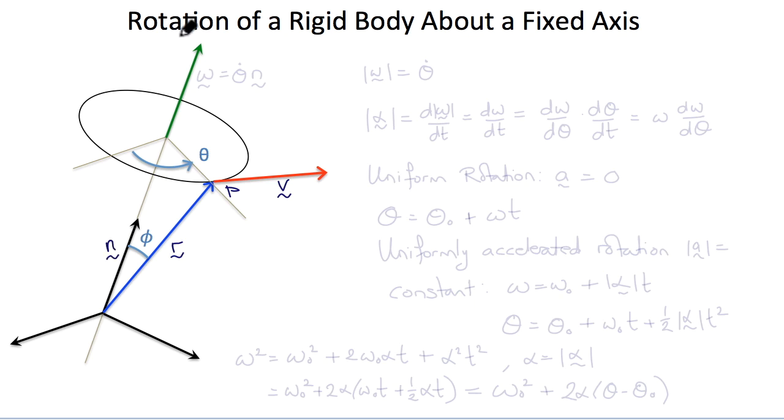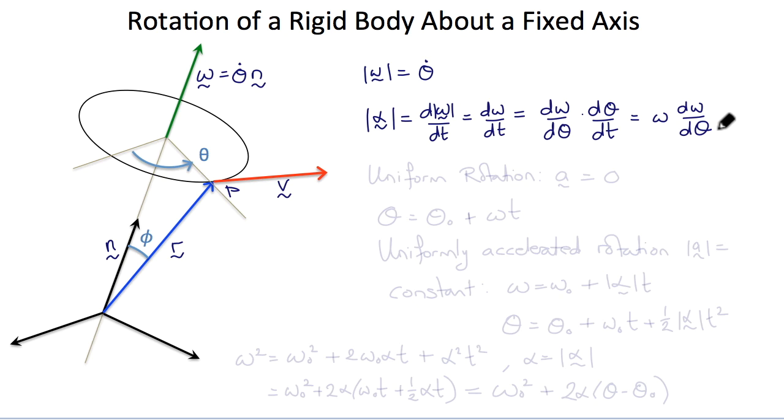Let's look at some special cases of rotation about a fixed axis. Again, omega is theta dot n, so the magnitude of omega is theta dot. The magnitude of the angular acceleration is d/dt of the magnitude of omega, which is d omega dt, or applying the chain rule, d omega d theta times d theta dt, which is omega d omega d theta. So when you need to integrate an angular acceleration as a function of theta, you can use this form. A special case would be a uniform rotation in which the acceleration is 0. For example, theta equals theta naught plus omega t.